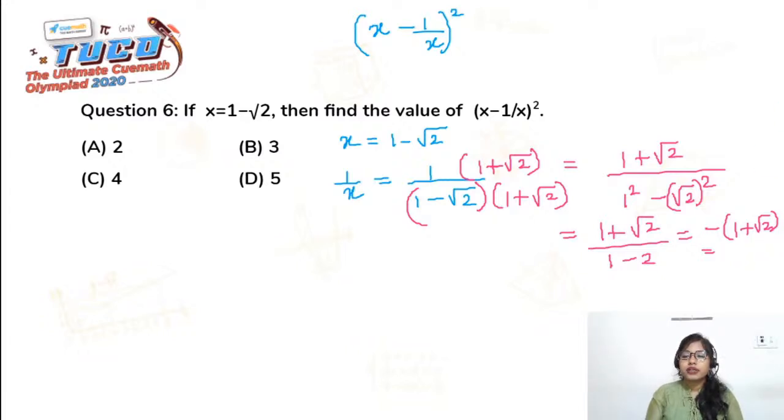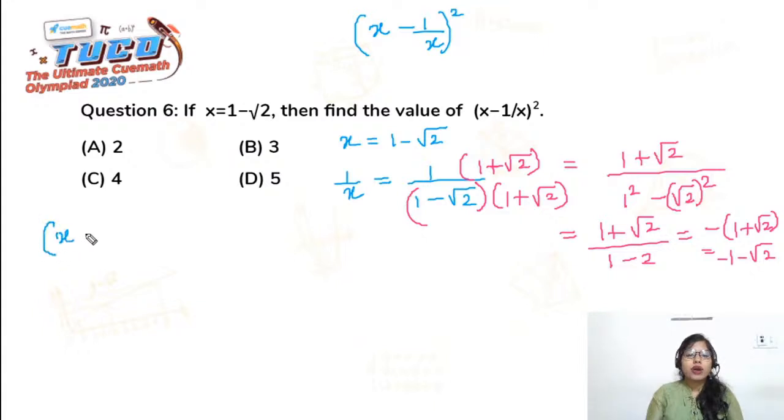So minus of 1 plus root 2, or you could say this is minus 1 minus root 2. So let me just keep it like this. Okay. So we have got the value of 1 over x. Now what are we going to do? We are going to now substitute the value of x and 1 over x in our expression.